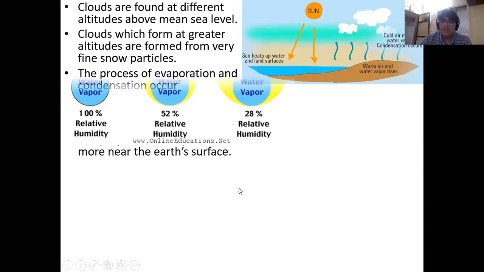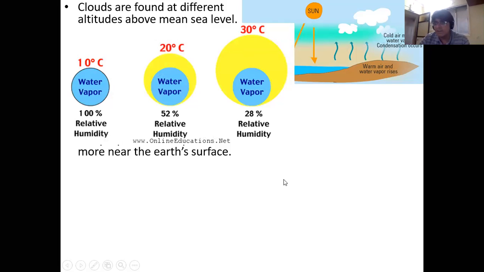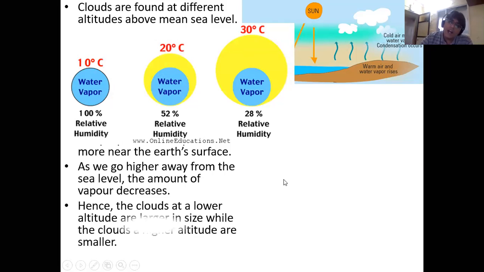Proportion of vapor is more near the surface of the earth. This is the same diagram we have already seen. As we go higher away from the sea level, the amount of vapor decreases. Hence, the clouds at a lower altitude are larger in size, while the clouds at a higher altitude are smaller. So, big clouds are at the bottom, small clouds are at the top.